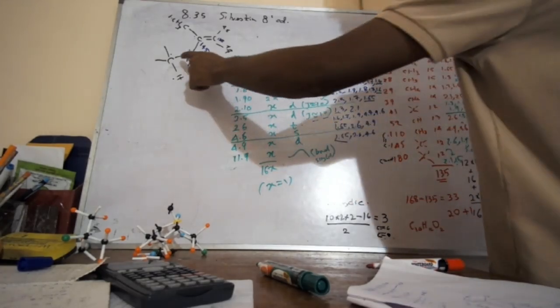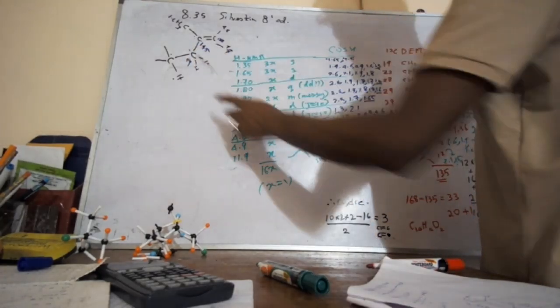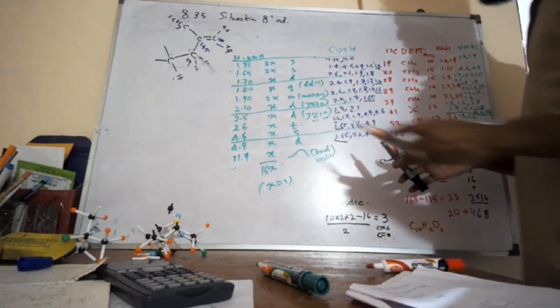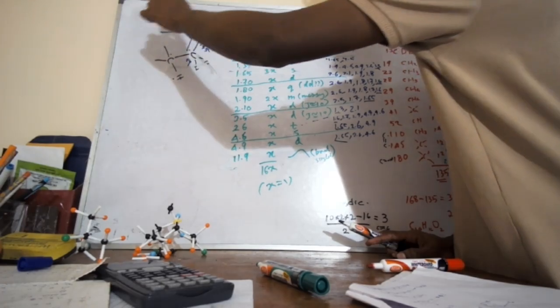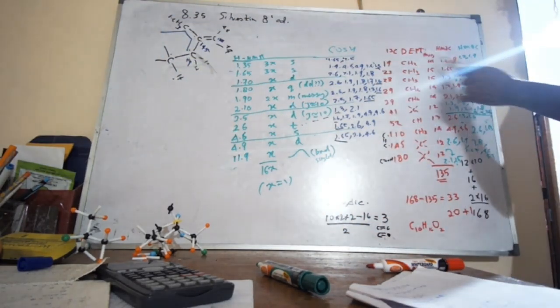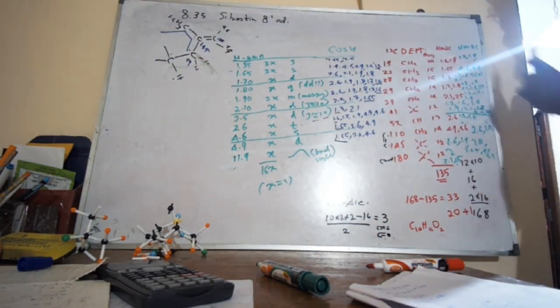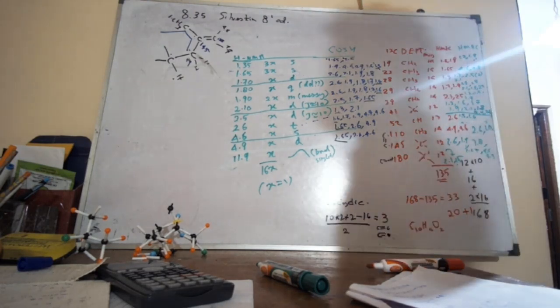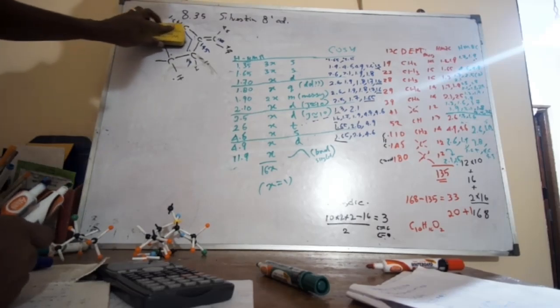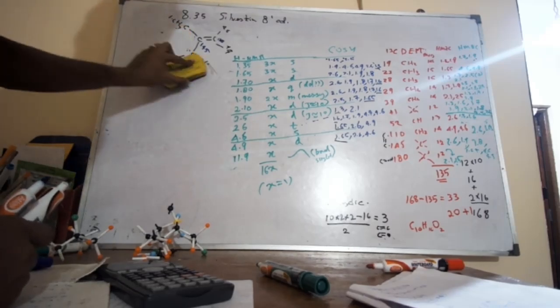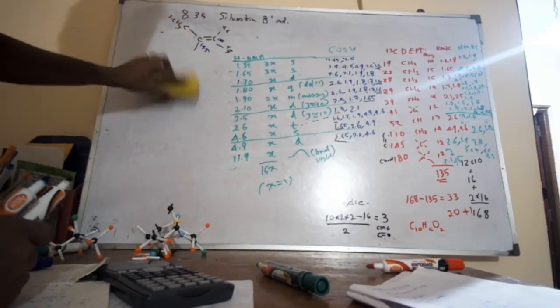So if carbon 19 was here, this would give an HMBC correlation, 1, 2, 3 bonds, with the 1.6 proton. But we don't see that. Carbon 19 does not give an HMBC correlation with the 1.6. So that means probably it's not like this. Rather, we have it like this.